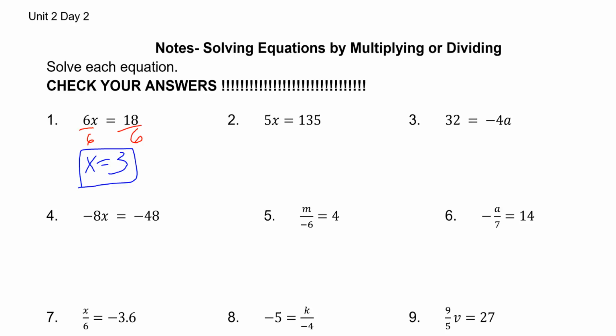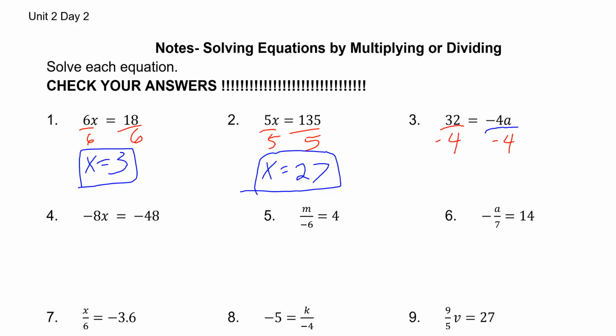On number 2, we're going to do the exact same procedure. We're going to divide by 5 on both sides. And that's going to leave us with x equaling, let's see, that would be 27. And the same thing for number 3. It works the other way as well. Notice how the a is on the right side of the equal sign, and we need to get rid of that negative 4, so we divide by negative 4, and that's going to leave us with negative 8 equals a.